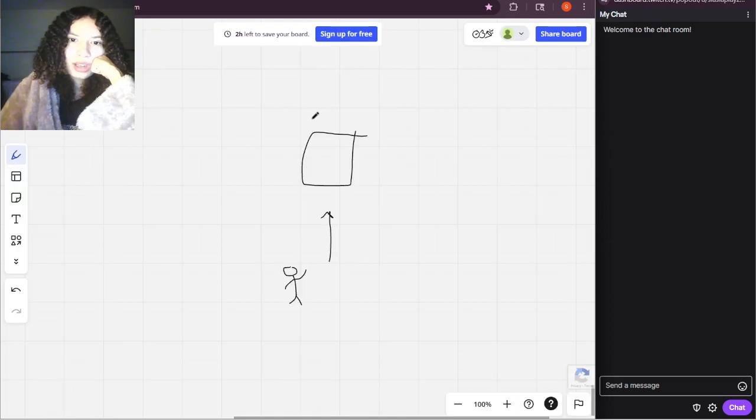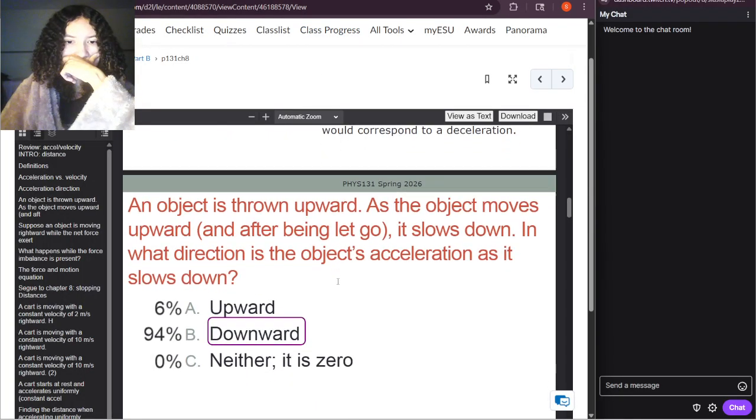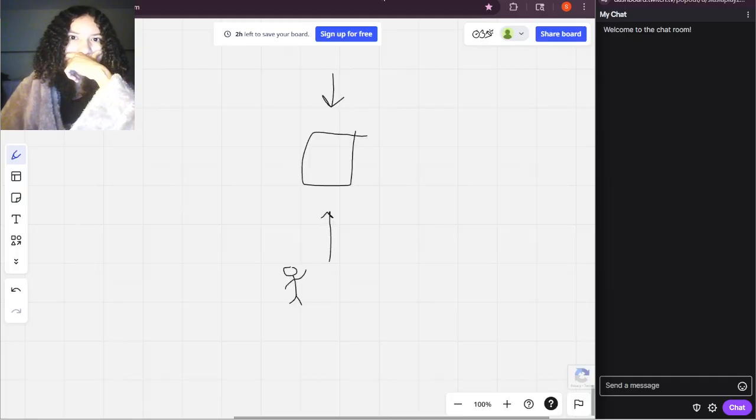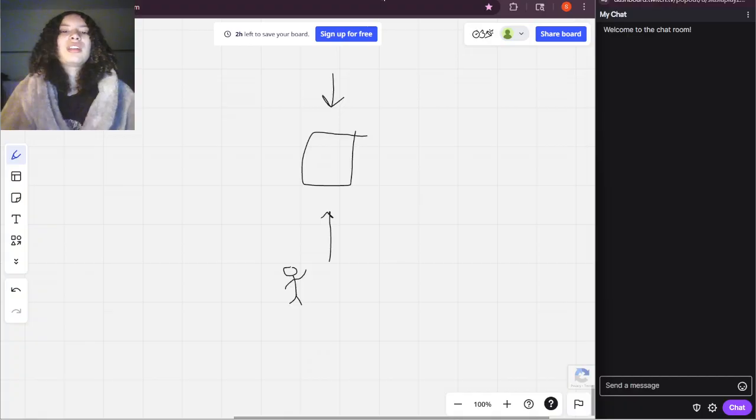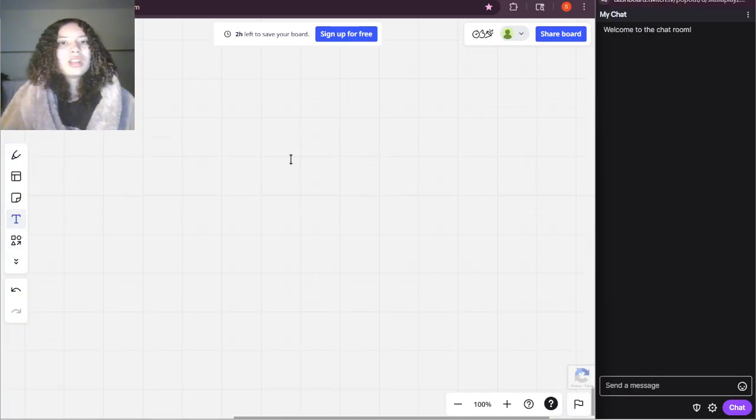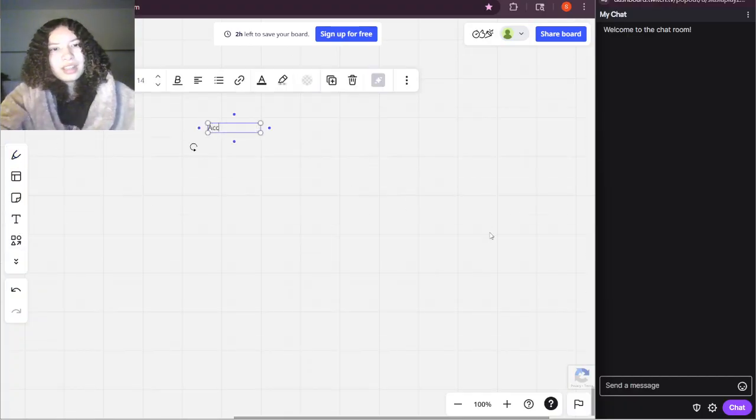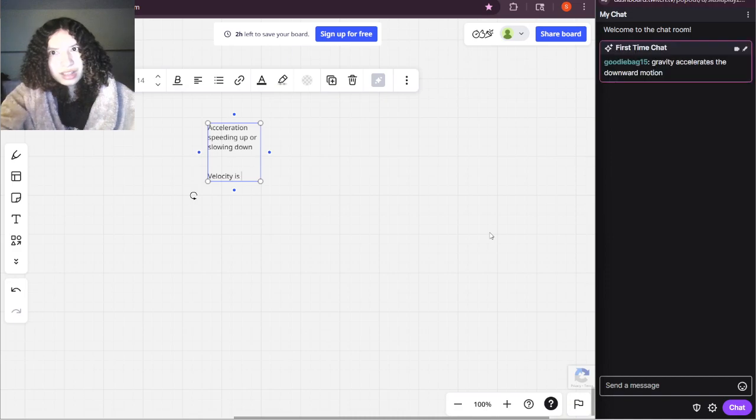Well, when an object goes up, I'm pretty sure it's slowing because gravity is pushing it down, so the acceleration would be downwards. And it is downwards, that makes sense. What mixes me up is acceleration and velocity. I think acceleration is whether it's speeding up or slowing down, and velocity is like the exact change. Yeah, I'm sure it does. What comes up must come down.